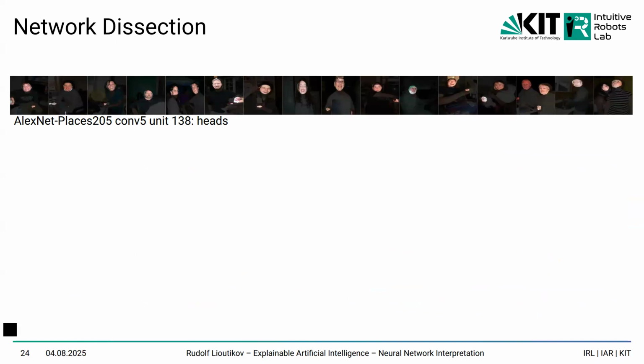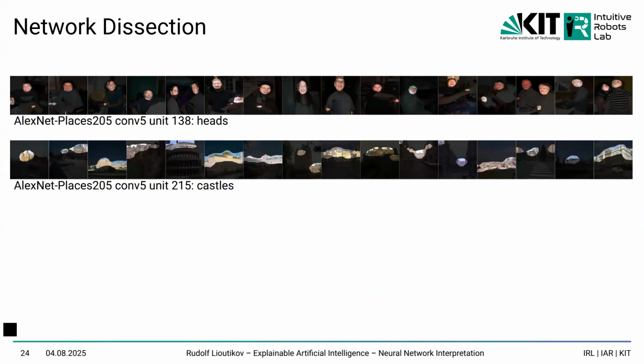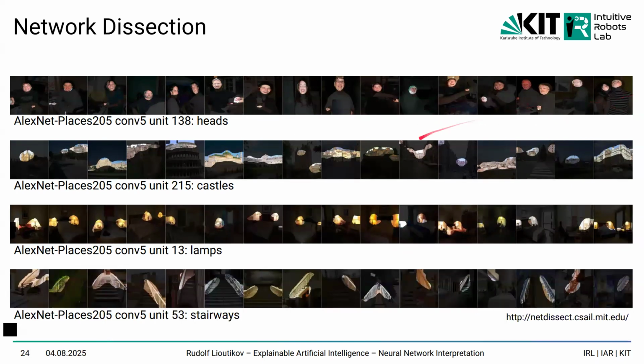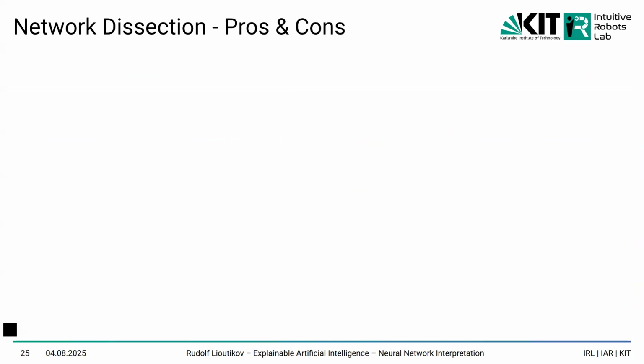So what does this look like in practice? We have the concept of heads here in AlexNet that we can clearly see, where there seems to be plenty of overlap. But also other things were identified, for instance castles, which would be another concept that people manually annotated in the dataset and then figured out would maximize the channels. And also things like lamps or stairways in this case. So this gives you a little bit more of a human-level interpretation.